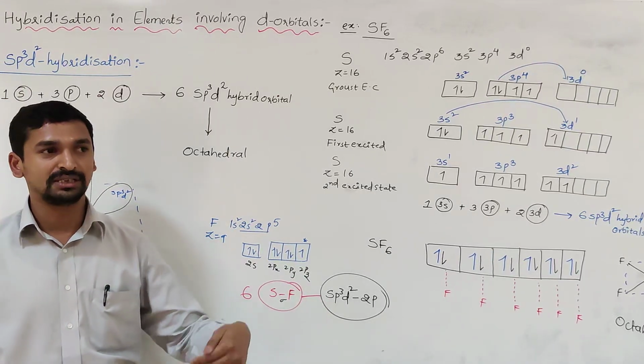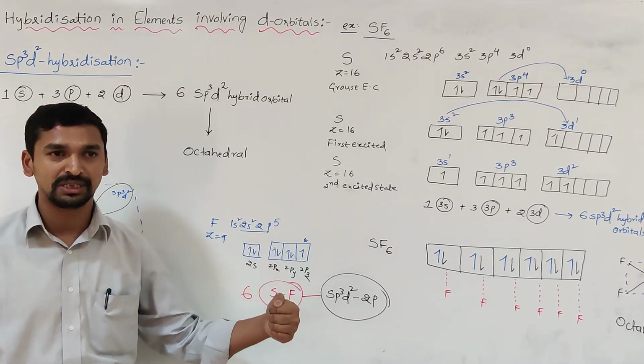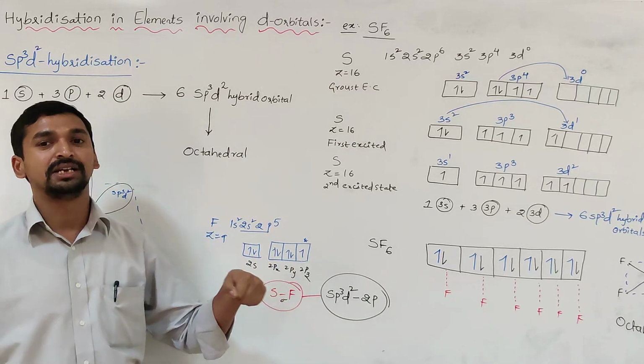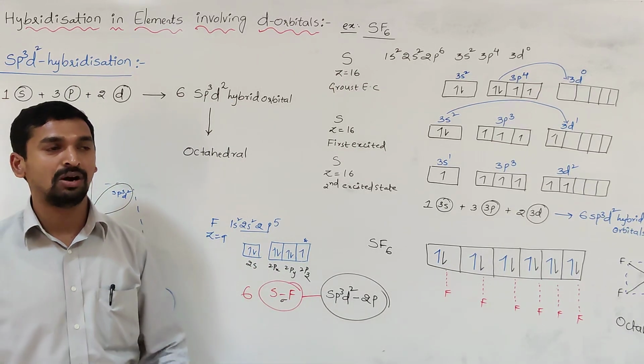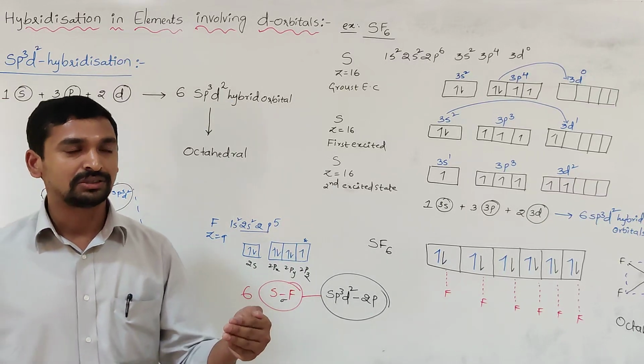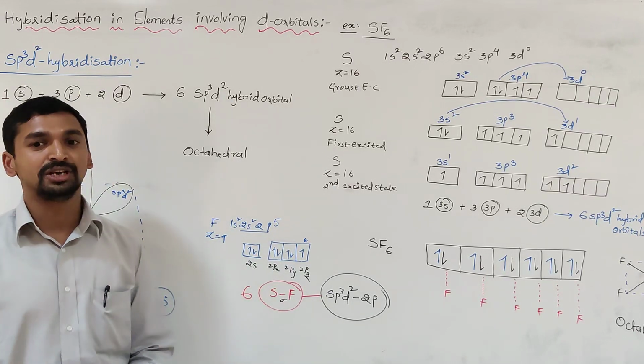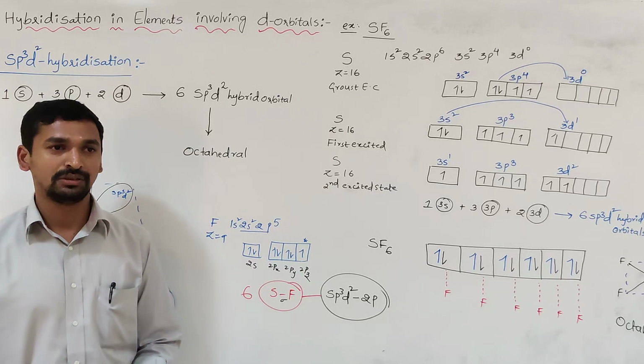So far we discussed sp, sp2, sp3, sp3d and sp3d2 hybridization. In the next class I will explain how to quickly predict the hybridization and the geometry of a molecule. So thank you very much.